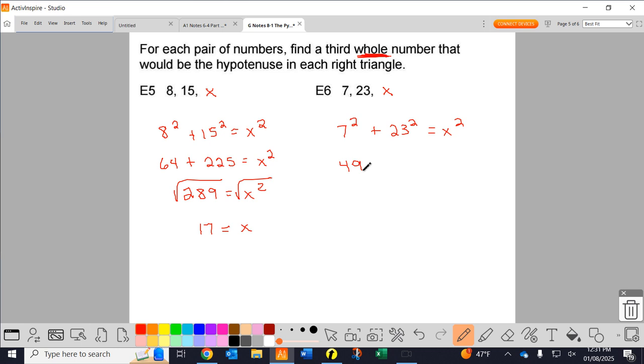Okay, add 49 plus 529. That's going to be 8. Carry the 1, that's going to be 6. That's going to be 7. 578 equals x squared. Take the square root.